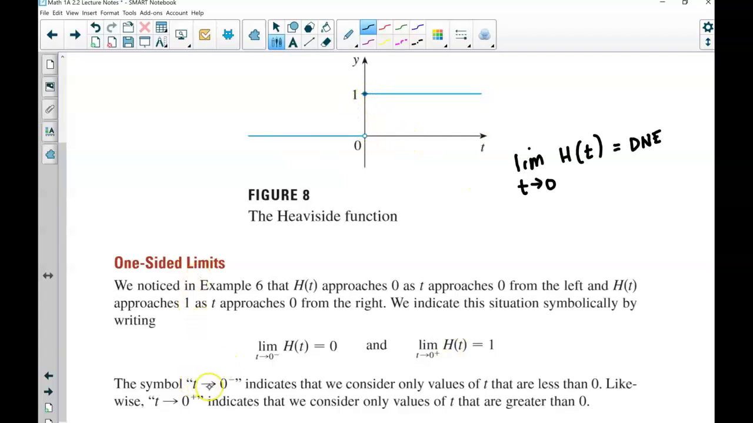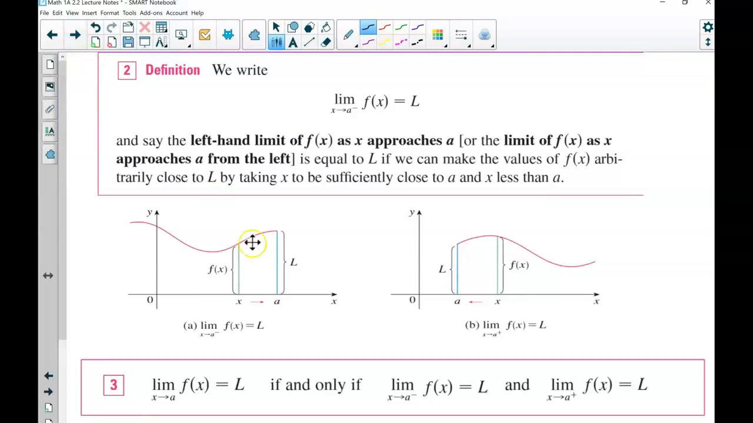So again, the symbol t approaches 0 from the left indicates we consider only values of t that are less than 0. Likewise, t approaches 0 from the right indicates that we consider only values of t that are greater than 0. So this creates our new definition. Our definition states the following.